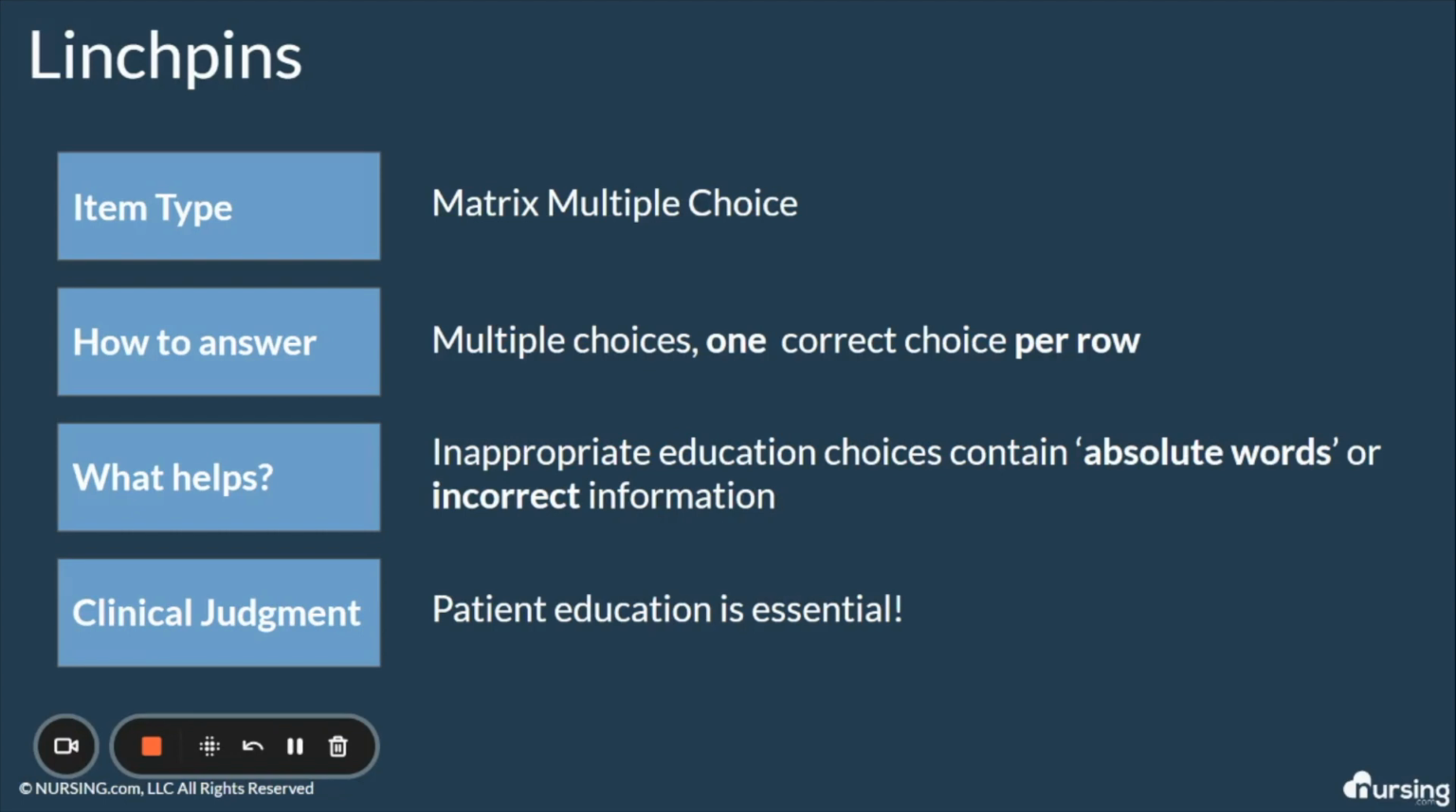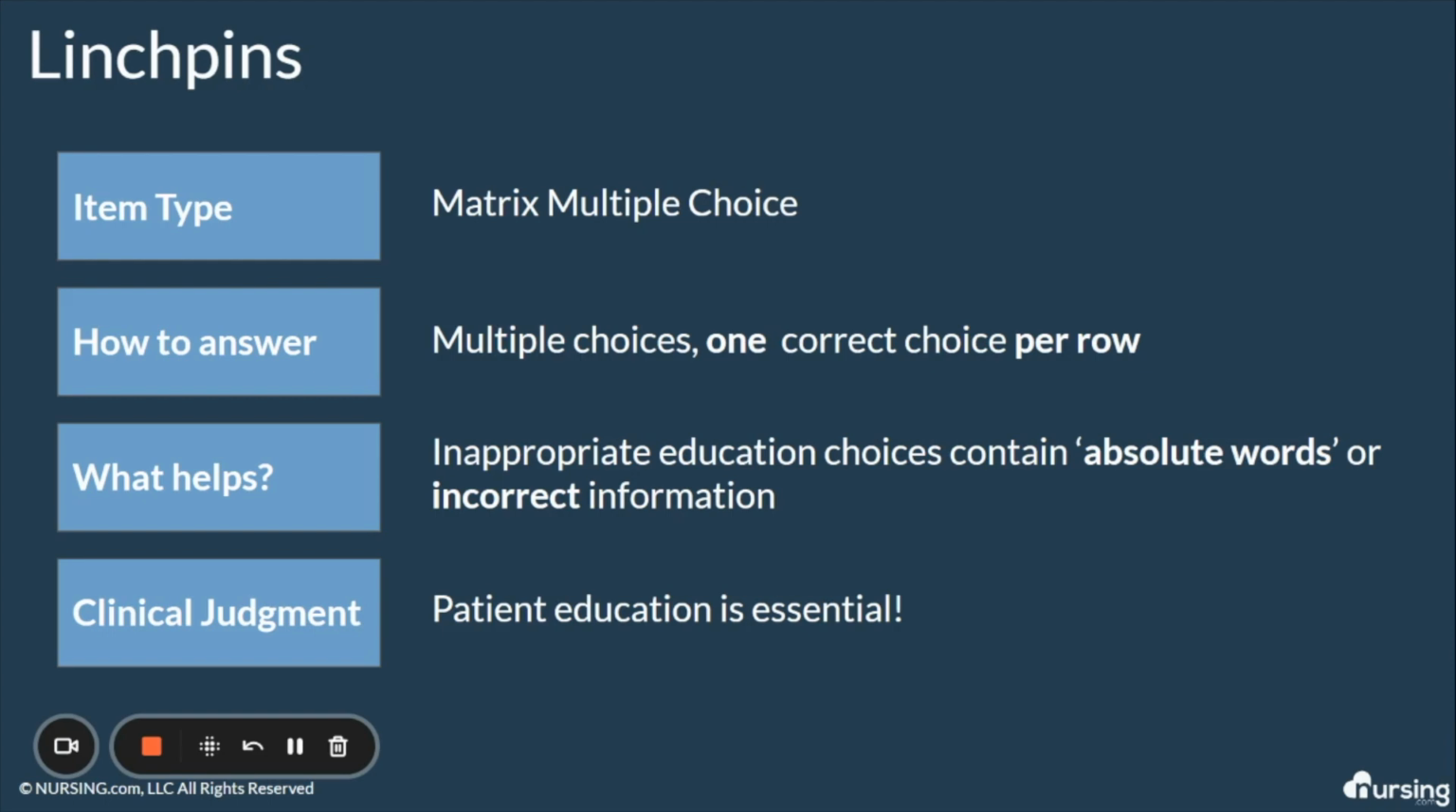To wrap up, let's take a look at these linchpins. You'll know that you have a matrix multiple choice question because it appears on a matrix of horizontal rows and vertical columns. On each row, there are multiple choices, but only one correct one per row. What helped us in this question was to weed out the inappropriate education choices because they contained either absolute words or incorrect information. Remember the part about do not breastfeed for 24 hours?